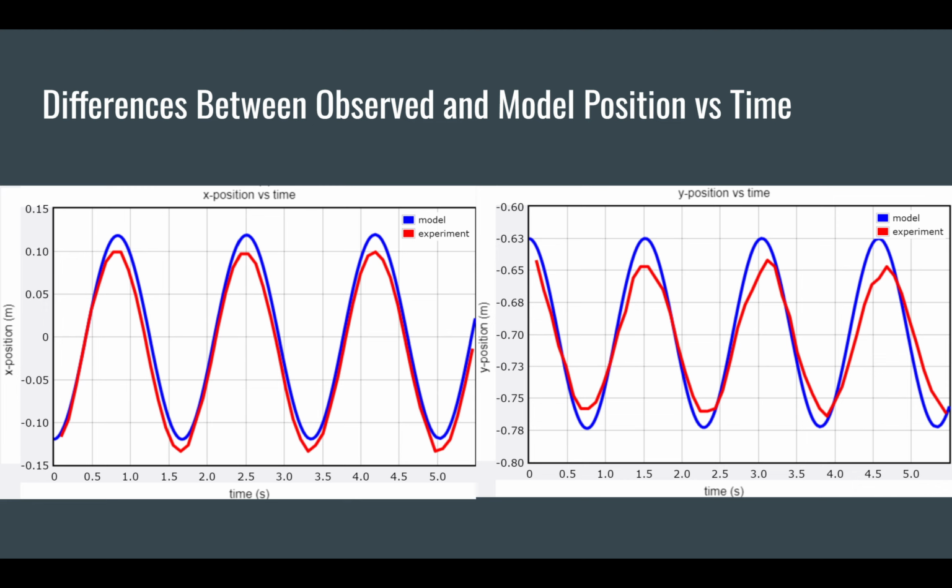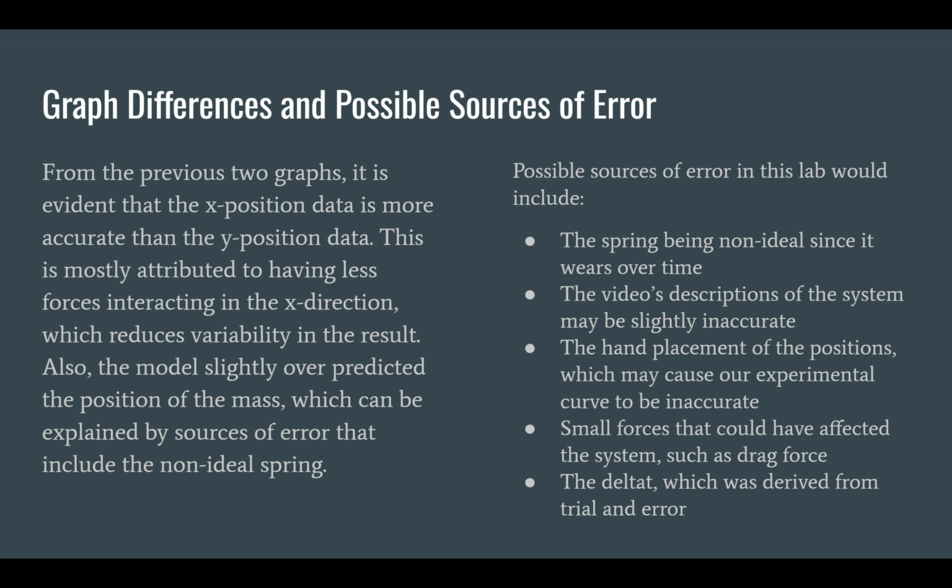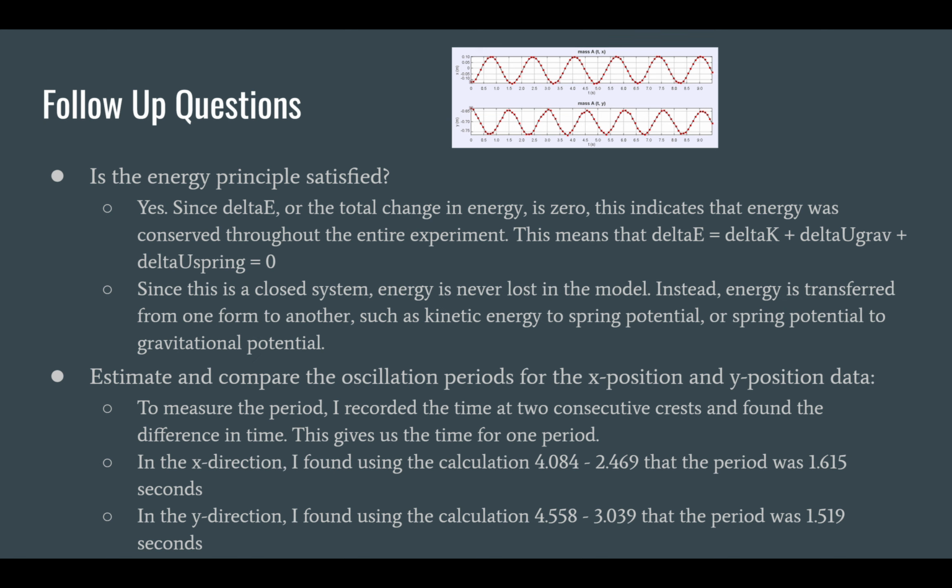You can see that the y position versus time graph is slightly more inaccurate than the x position versus time graph. So the x position data is more accurate than the y position data, and this is mostly attributed to having fewer forces interacting in that direction. Also, the model slightly overpredicted the position of the mass, which can be explained by sources of error that include the non-ideal spring. Additionally, more possible sources of error would include that the video's description of the system in the pre-lecture video may be slightly inaccurate, the hand placement of the positions, which may cause our experimental curve to be inaccurate, small forces that could have affected the system, like the drag force, and the delta t, which is derived from trial and error.